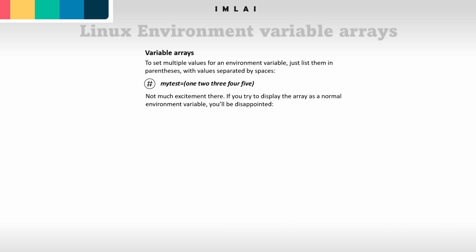If you try to display the array as a normal environment variable, you will be disappointed. Of course, that's how arrays work here. So now to reference an individual array element, you must use a numerical index value which represents its place in the array. So the numeric value is enclosed in square brackets. It's like indexing in Python. Okay, let's do it.